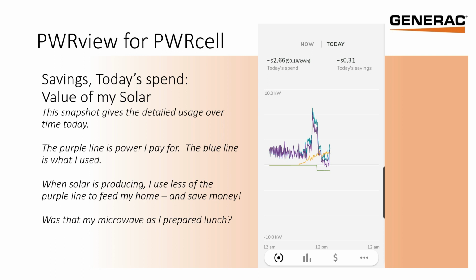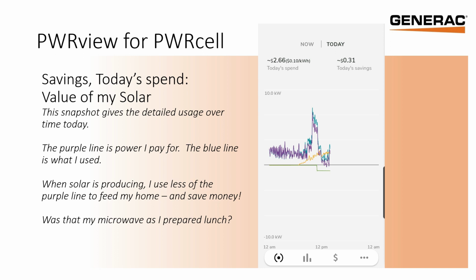For more detailed energy usage, we can swipe to the left or click the Today text at the top of the screen. This gives us a more detailed breakdown of each item, showing how much energy we've consumed and where that energy came from throughout the current day. The blue line in the chart indicates what I've used, the purple line is what I've paid for, the yellow line is the energy I've collected, and the green line is what my battery did.